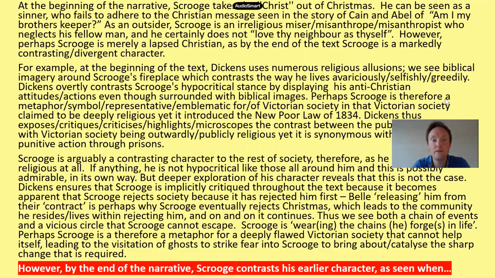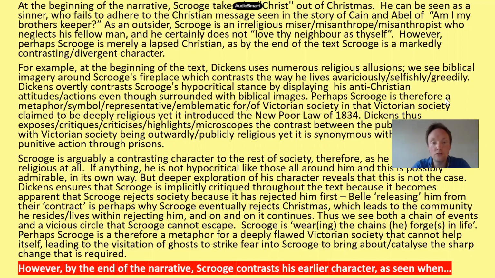However, perhaps Scrooge is merely a lapsed Christian, as by the end of the text he is a markedly contrasting character. For example, at the beginning of the text, Dickens uses numerous religious allusions. We see biblical imagery around Scrooge's fireplace, which contrasts the way he lives avariciously.